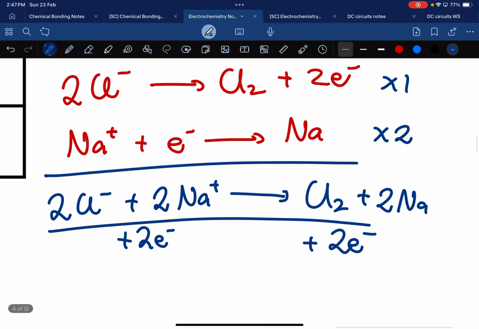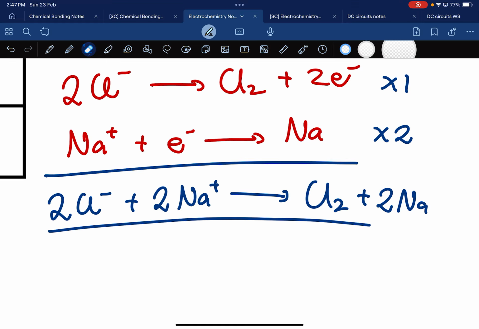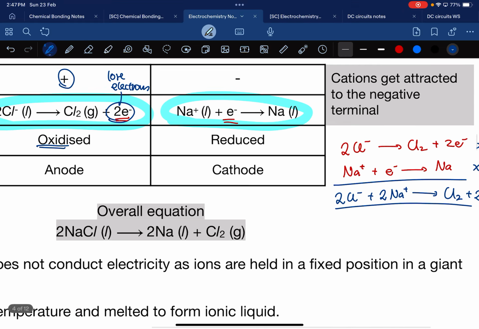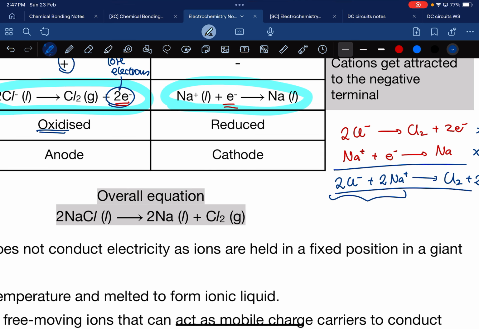But your electrons appear on both sides. There's no point keeping them in. Correct? Because if both sides have the same, they cancel out. So I don't have to bother writing my electrons. We have already balanced it. That was the whole point of multiplying by 2 here just now. So, in other words, your 2Cl minus and 2Na plus can just be written as 2NaCl straight away, which is what we did. And then you have 2 liquid sodium and 1 Cl2 gas.